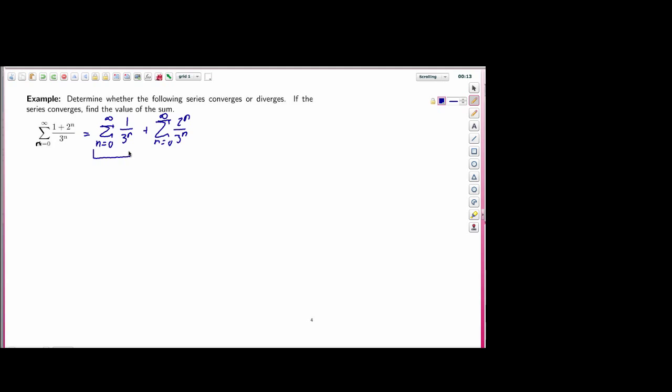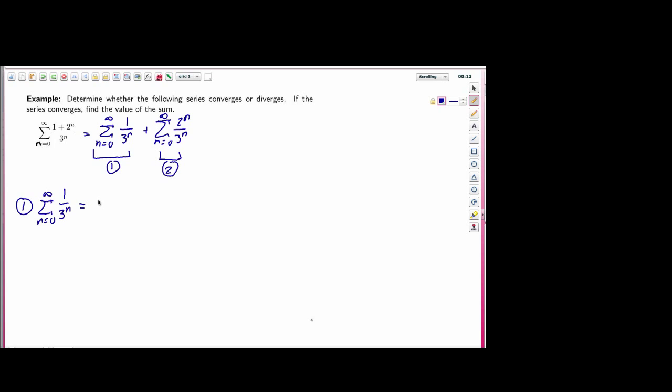I can work with each sum individually, so I'm going to call them 1 and 2, and I'll work with each of them separately. So let's start with sum 1. I have the sum from n equals 0 to infinity of 1 over 3 to the n, and again I'm not in the same form as what I have in the formula, but that's okay. I'll just write out the first several terms and try to identify a and r if the series is geometric.